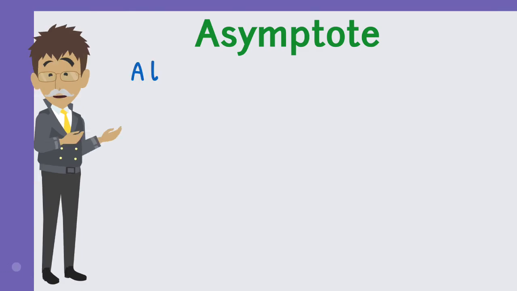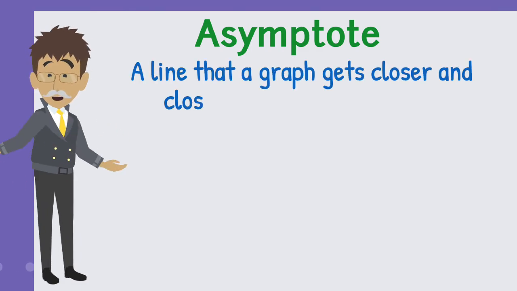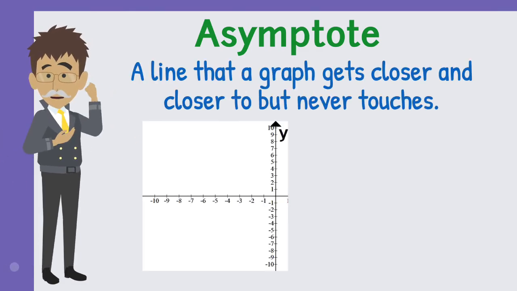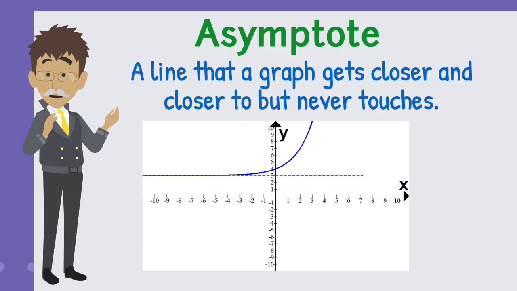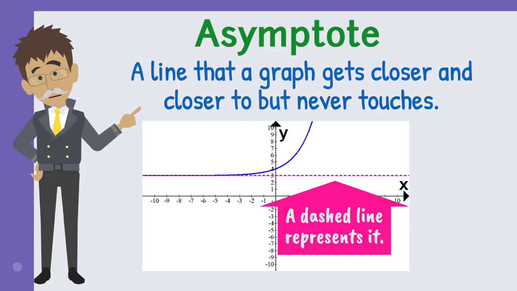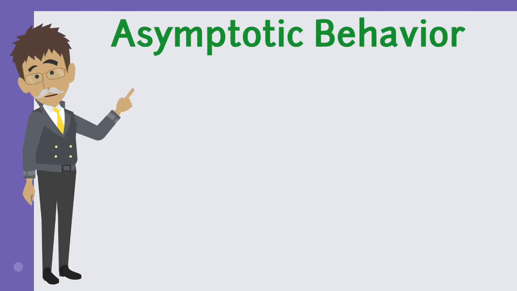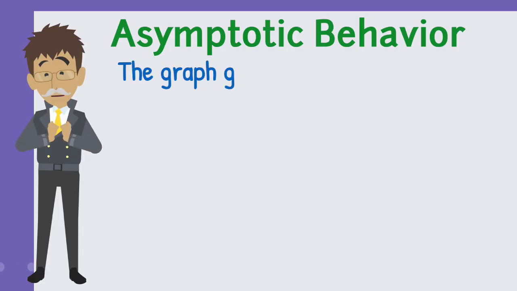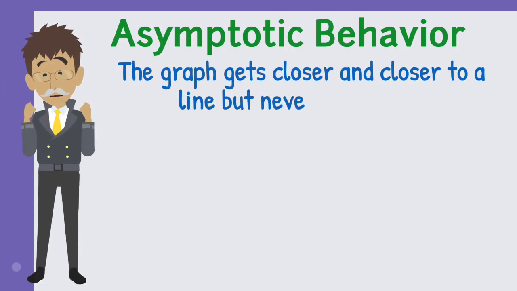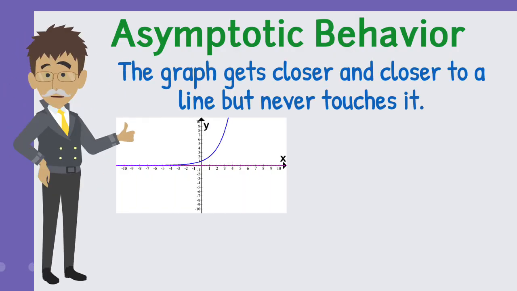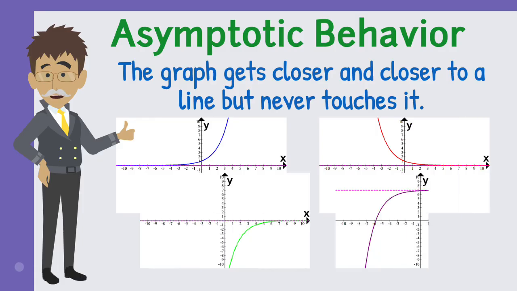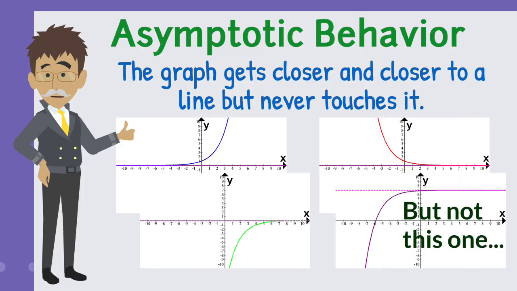Asymptote, a line that a graph gets closer and closer to but never touches. As the graph keeps going, it moves towards this line without ever reaching it. This line helps us understand how the graph behaves as it goes on forever. Asymptotic behavior means the graph gets closer and closer to a line but never touches it. The x-axis is a horizontal asymptote for many exponential graphs.